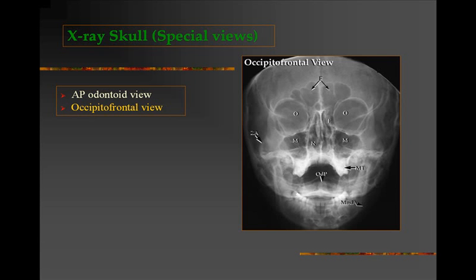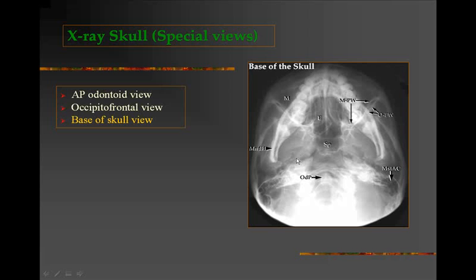Here we have another special view called the occipitofrontal view or the head tilted view. In this particular instance, the various air sinuses are clearly visible, such as the frontal and the maxillary air sinus. A third view is called the base of skull view, and this particular X-ray brings out some of the structures in the base of the skull, which are not normally visualized in a standard AP or lateral film.